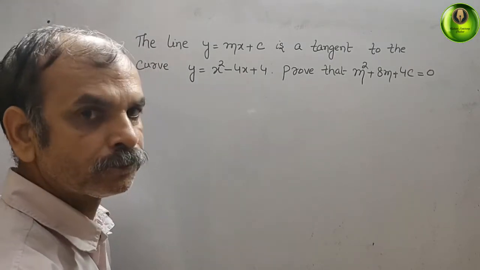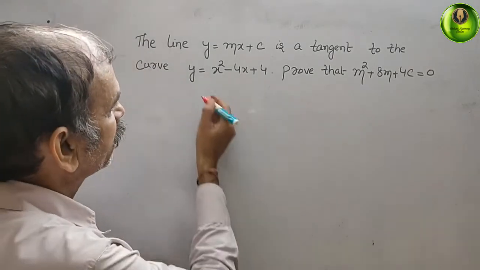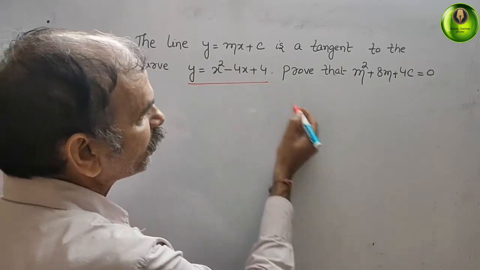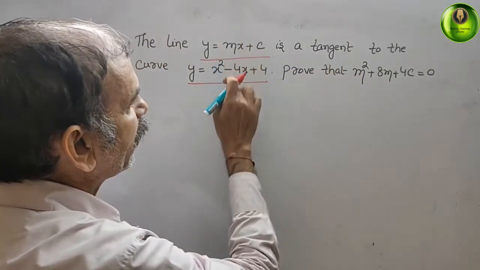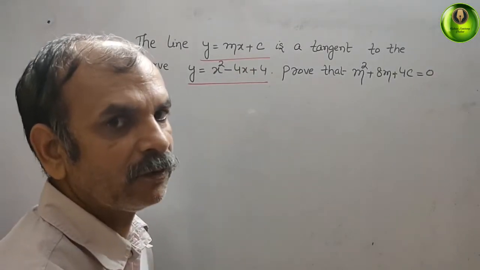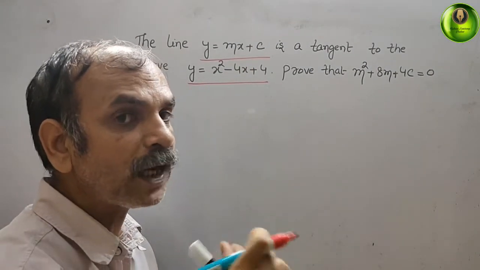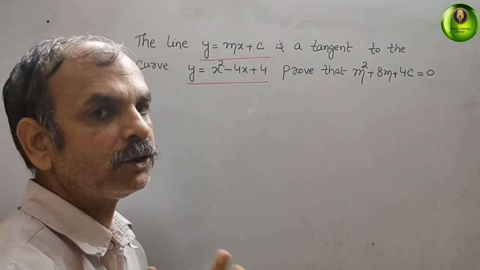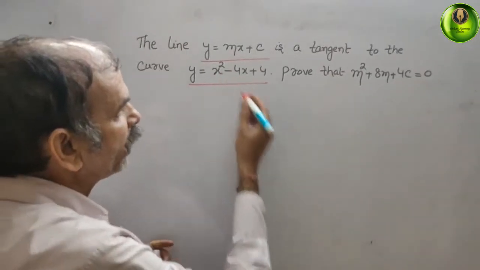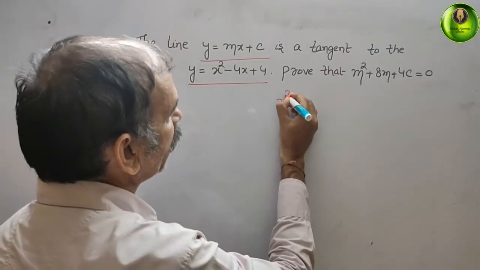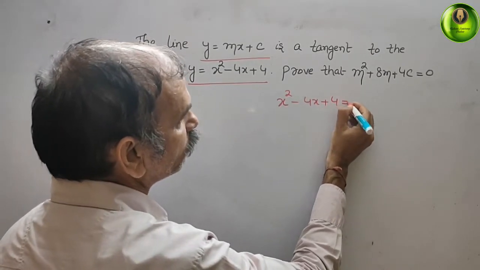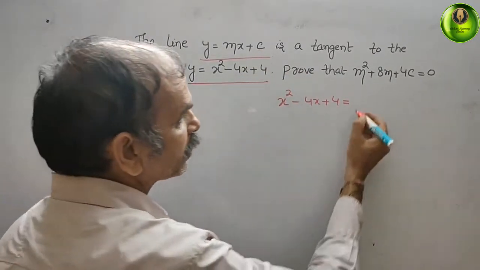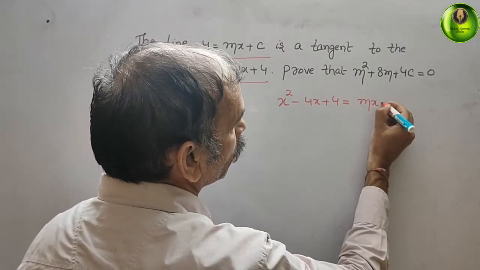Now, you can see that the line equation and the curve equation both start with y. Y is equal to, that means both are equal, so we will just write that. Here it will come as x square minus 4x plus 4 is equal to mx plus c.